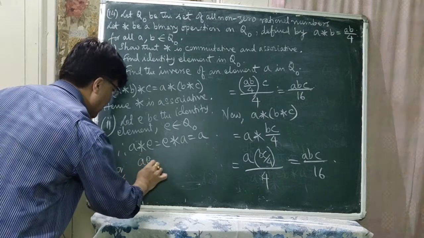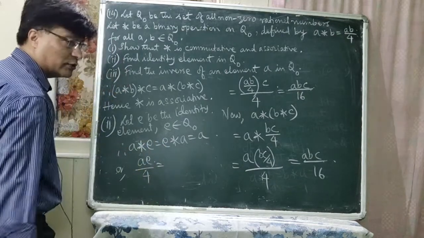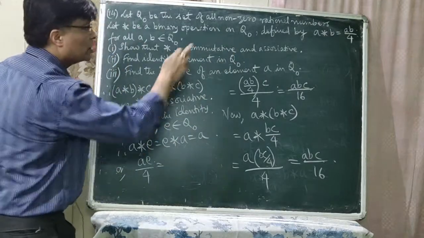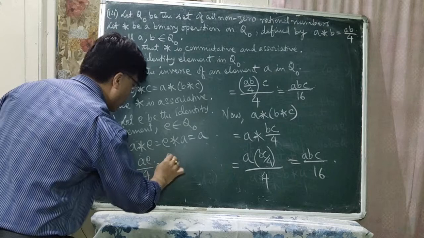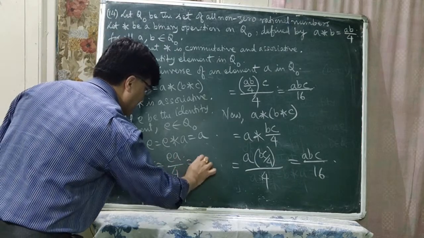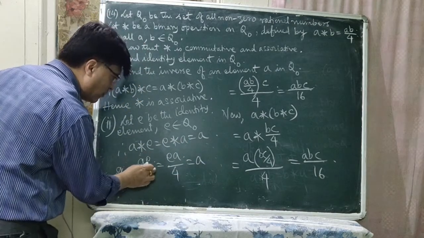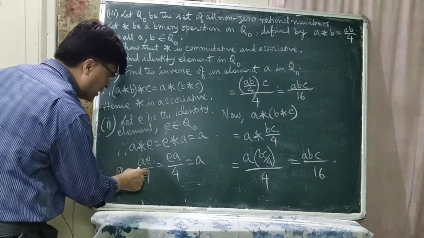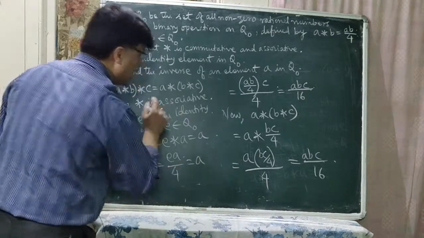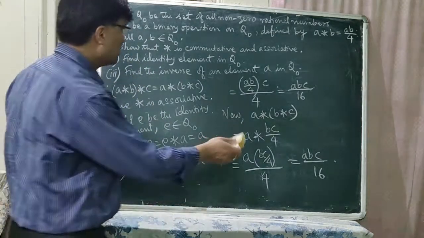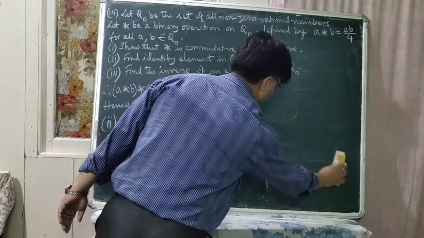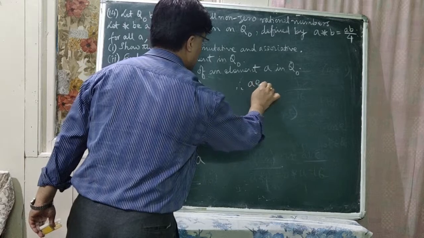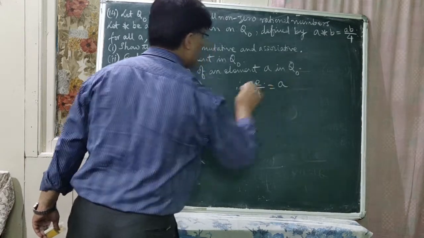Here it is AE upon 4, which is equal to, now here instead of A there is E, instead of B there is A. So AB by 4 means EA by 4 is equal to A. And this AE by 4 is equal to EA by 4, isn't it? That is AE is equal to EA, you know that. So either you can equate first is equal to last or second is equal to last. So let us write here, this AE divided by 4 is equal to A.